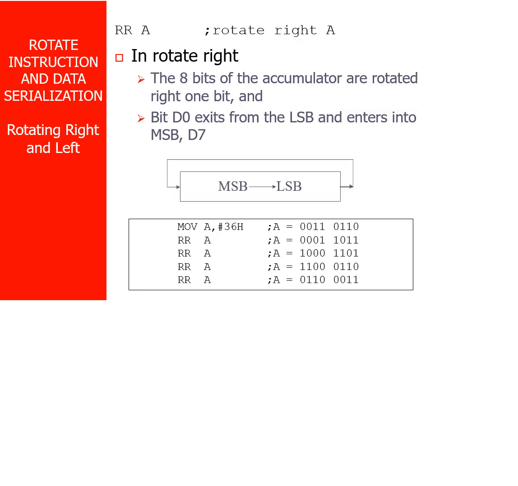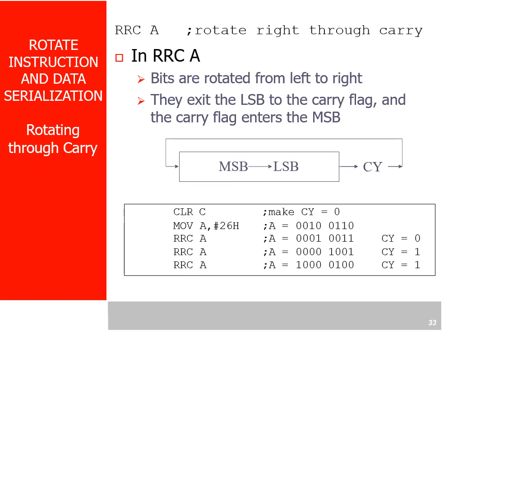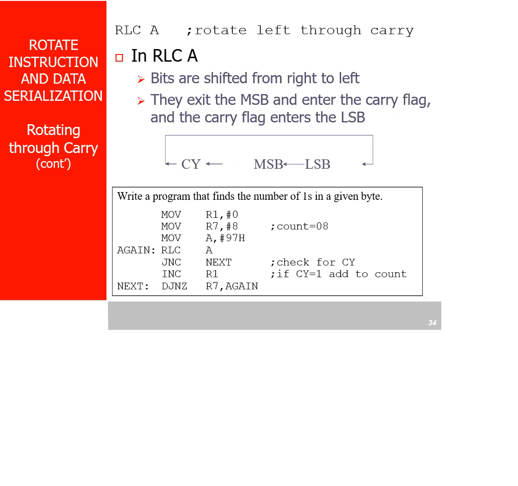Okay. Now rotate right accumulator: the bits will be moving to the right. So RRA means carry flag is not involved. Similarly, RLA, the bits will be moving one by one to the left, and carry flag is not involved. In this one, carry flag is involved, RRCA. All the bits will be moving to the right by 1 bit position. This one, to the left by 1 bit position through the carry. You can just go through the example.